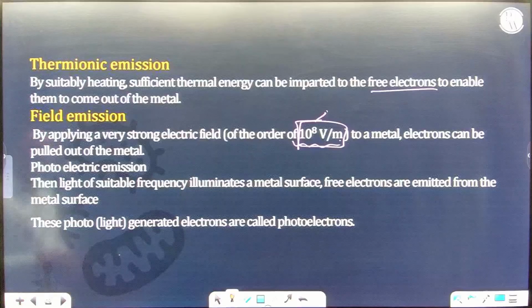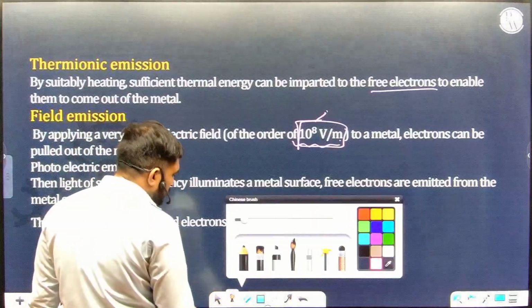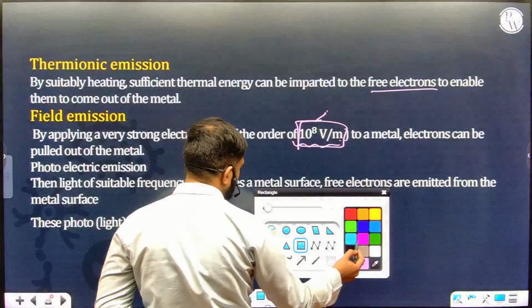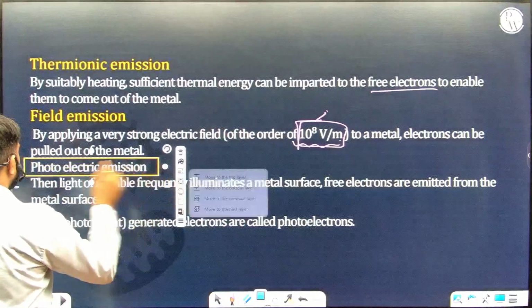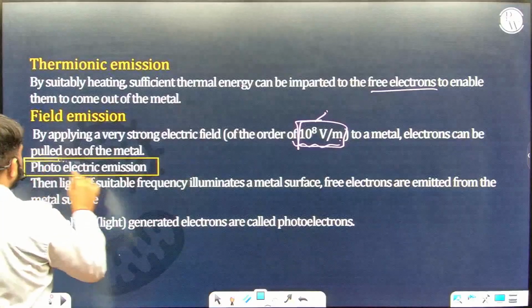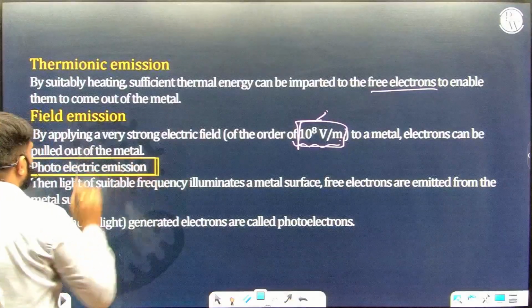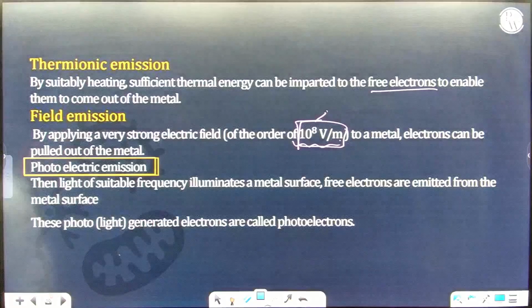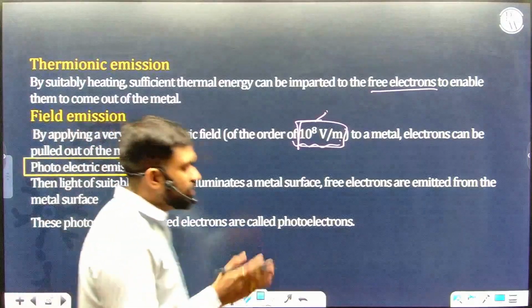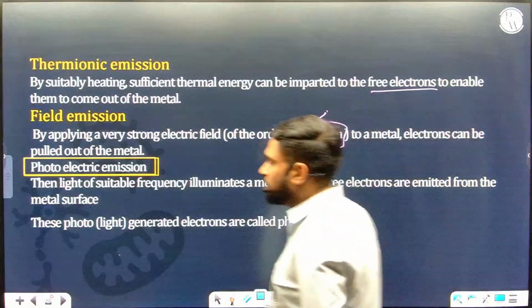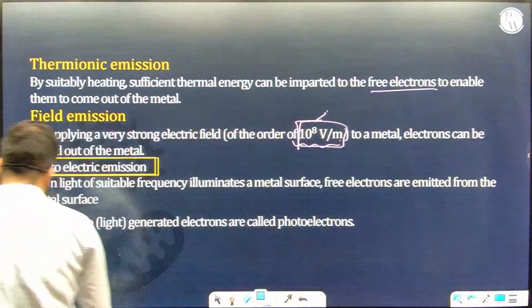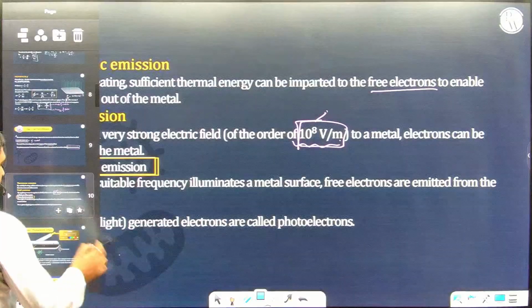And the last one, but not the least, photoelectric emission. And this will be our next topic. Photoelectric emission, basically it's with the help of photons we can again eject many electrons from the metal surface. Let's proceed on to the photoelectric effect.